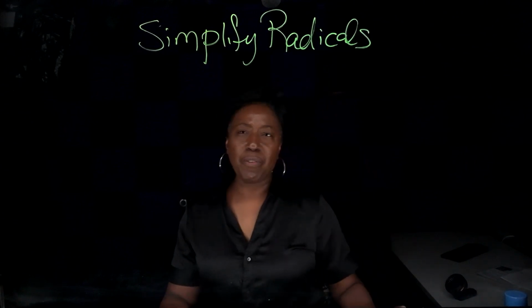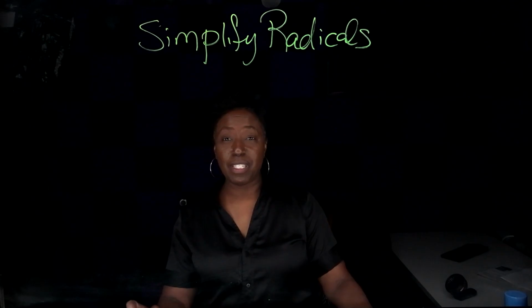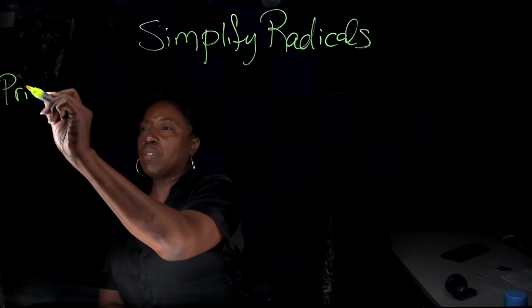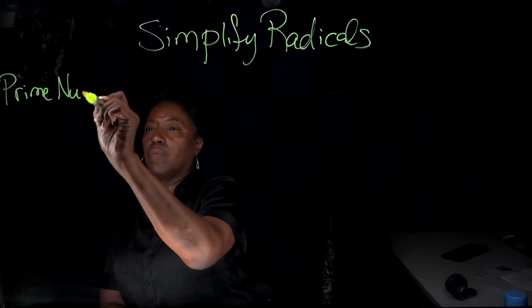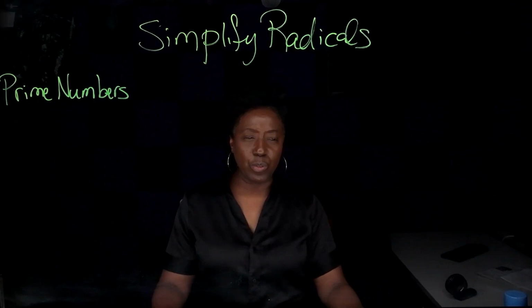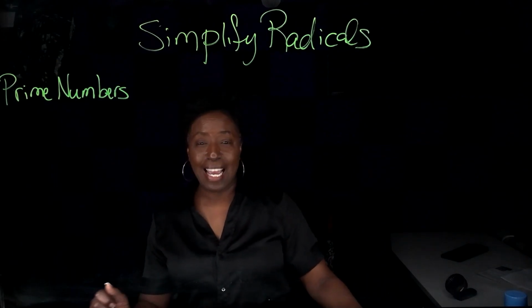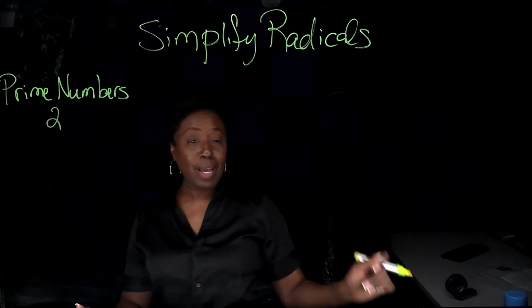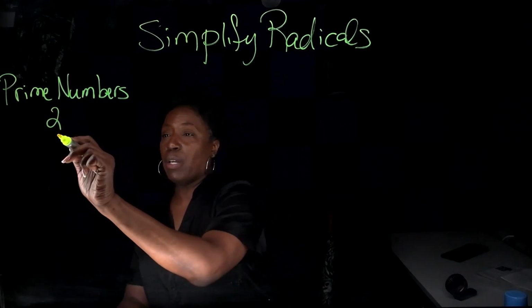Folks, today I want to simplify radicals using our prime factorization method. So let's first recall our prime numbers. Our prime numbers are numbers whose only factors are 1 and itself. So that begins with the number 2, because the only way I can get a 2 is 2 times 1.